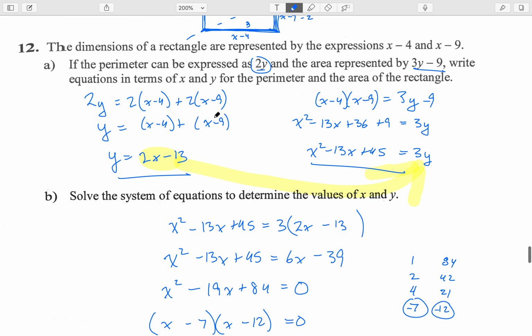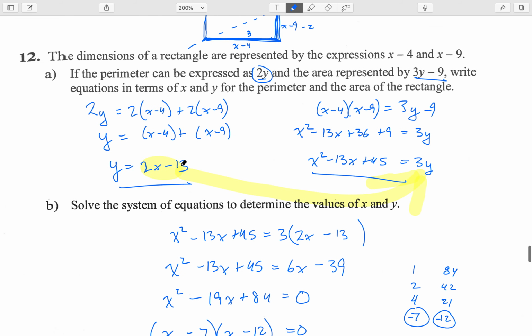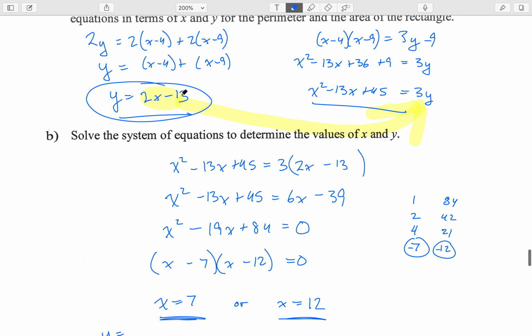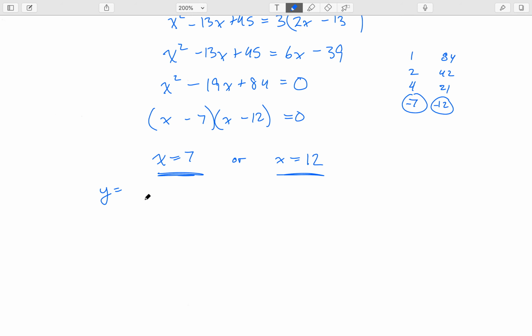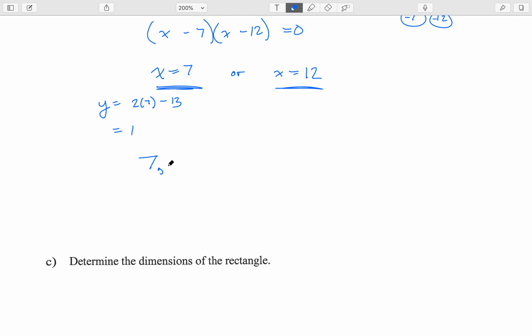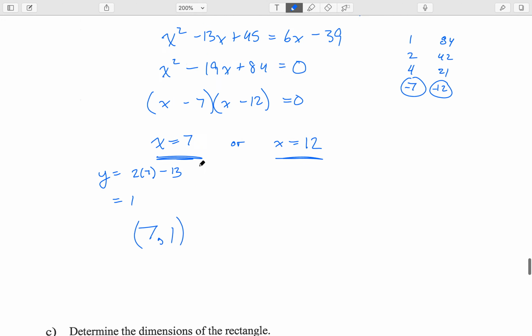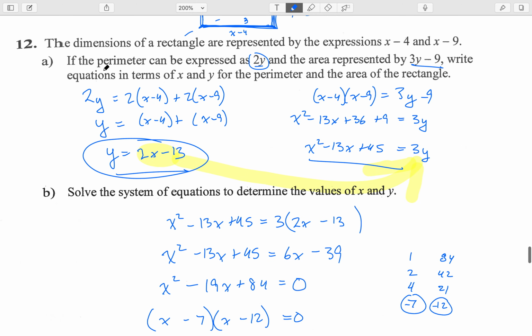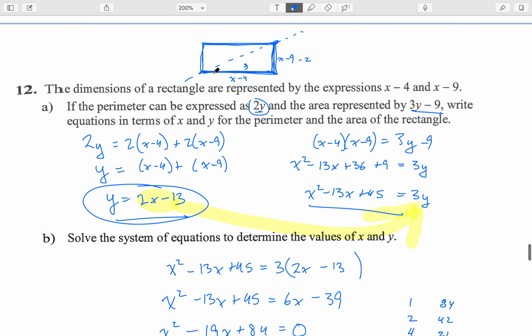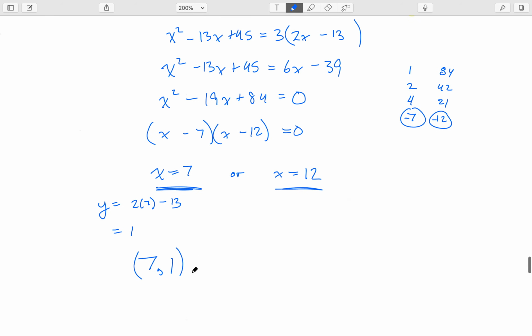Remember, what is y equal to? I could plug it into either one of these equations. Go for the easier one. And besides, I've already isolated y equals 2x minus 13. So 14 minus 13, y is equal to 1. So 7, comma 1. X and y. And remember, it says the perimeter is 2y. So if this is 7, do you really think the perimeter is 2 times 1? Yeah, that one's not going to work.